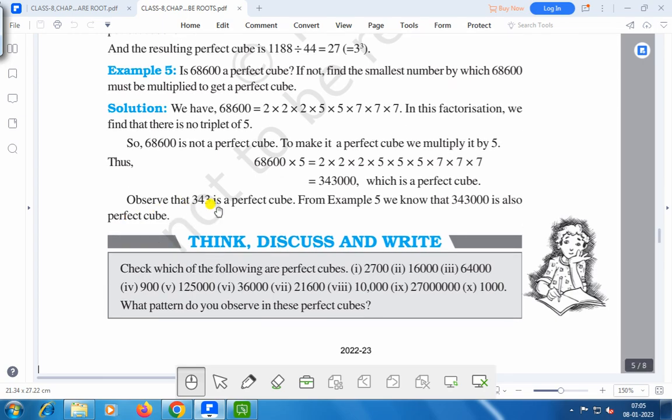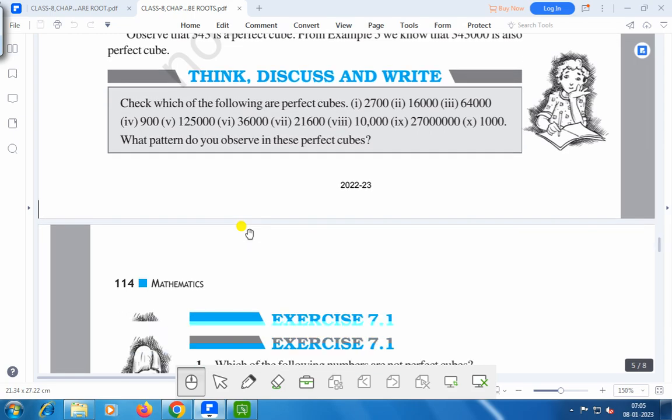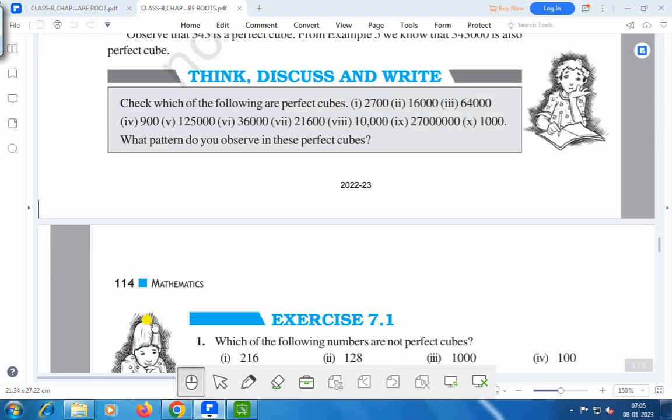Observe that 343 is a perfect cube. For example, we know that 343000 is also a perfect cube. Now think, discuss, and write. Check which of the following are perfect cubes: 2700, 16000, 64000, 900, 125000, 36000, 21600, 10000, 27000000, 1000. What pattern do you observe in these perfect cubes?